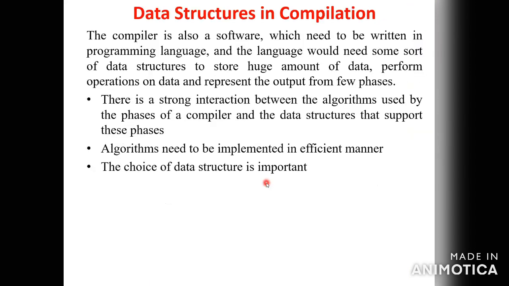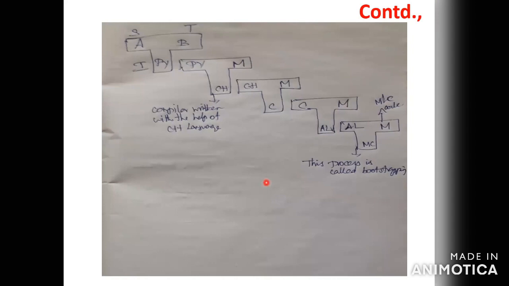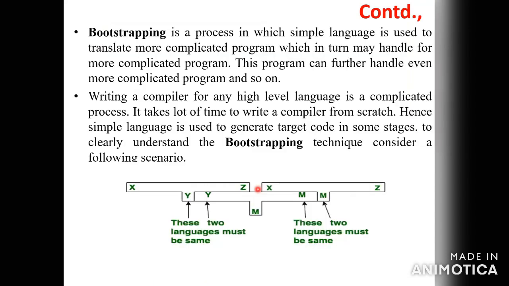So next thing is the cross compiler. Here also there are one or two more questions for your examination. So a cross compiler means a compiler which runs on one machine, that is machine 1, and produces the object code for another machine. It is referred to as a cross compiler. So what is bootstrapping? Next, what is a cross compiler? Okay, here you can check.